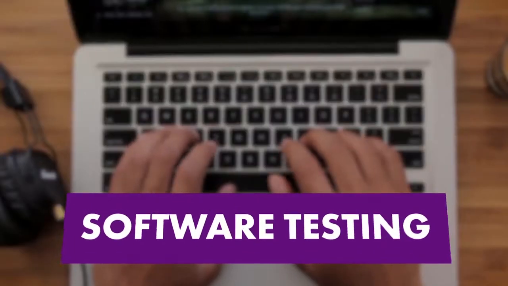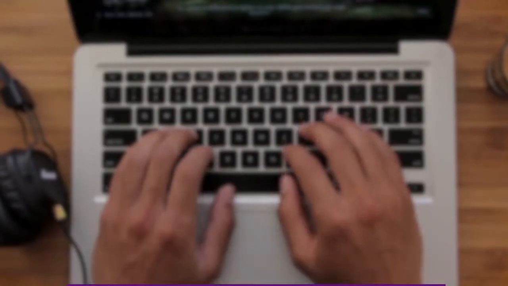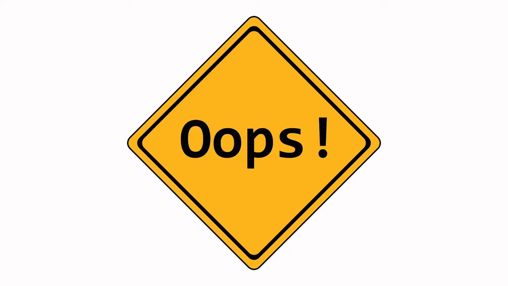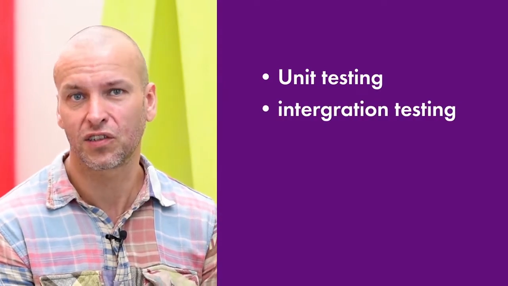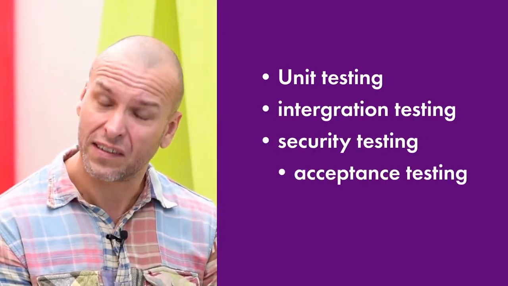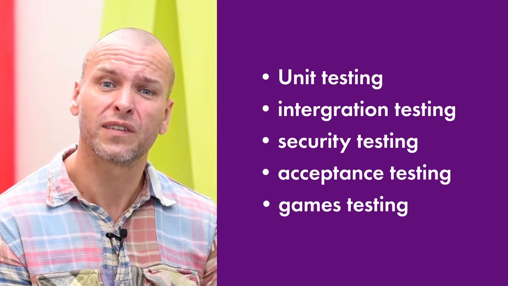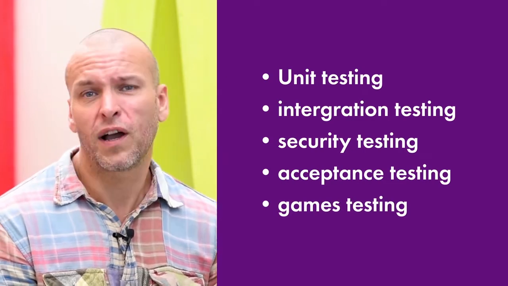We can create the coolest software application or program, but if it doesn't work properly, it's not going to be of any use to its users. To make sure software works properly, we need to test it carefully. There are lots of different types of testing. These can include unit testing, integration testing, security testing, acceptance testing, even games testing. Being a software tester is an important and varied job.